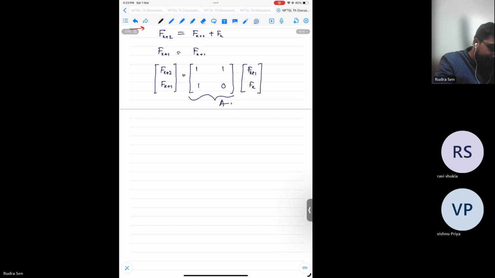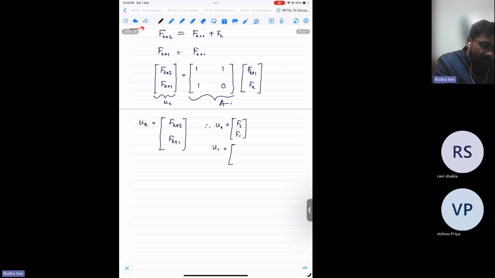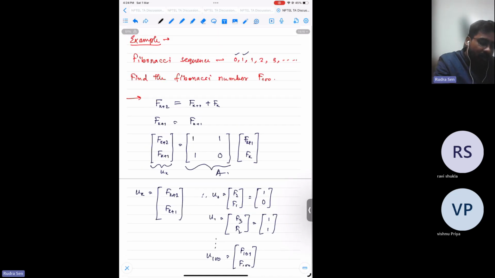Let's call this U_k. So U_k is basically your F(k+2), F(k+1), right? That means U0 is basically F2 and F1, U1 is basically your F3 and F2, and similarly U100 is basically your F101 and F100, right? F2 and F1 is basically 1, 0, and this is 1, 1, because we know that series.